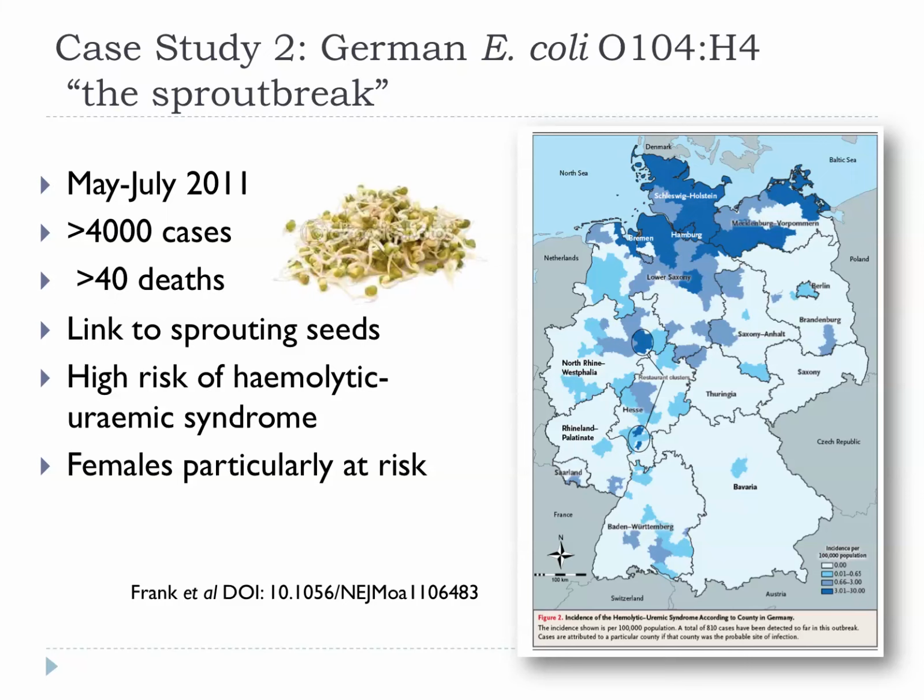Okay, so I'm going to leave Acinetobacter now and move on to a second case study, which is German E. coli O104, the so-called Sproutbreak, named after the fact that this outbreak was linked to sprouting seeds. Initially, it was misassigned to cucumbers, and the finger was pointed at Spanish cucumbers, and this caused a lot of economic damage to the Spanish economy.